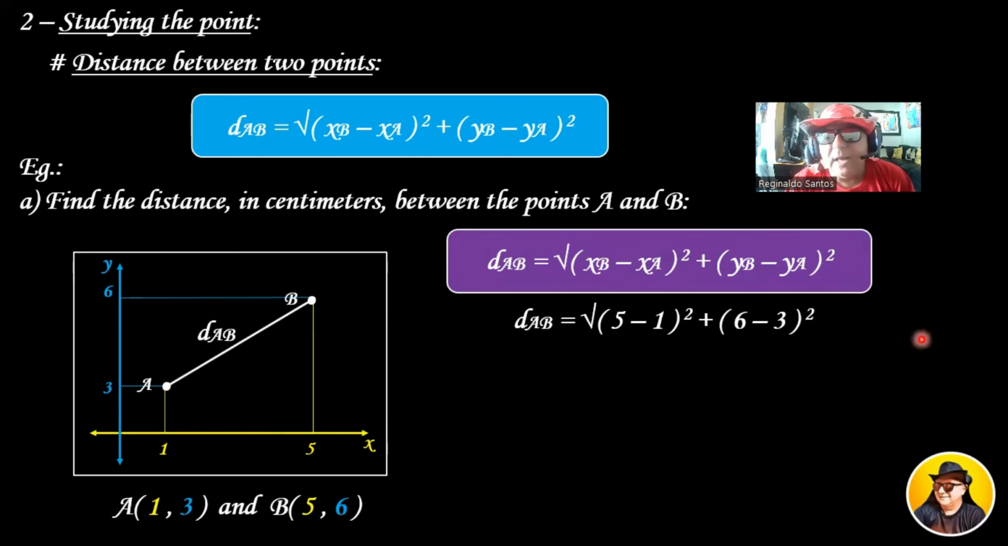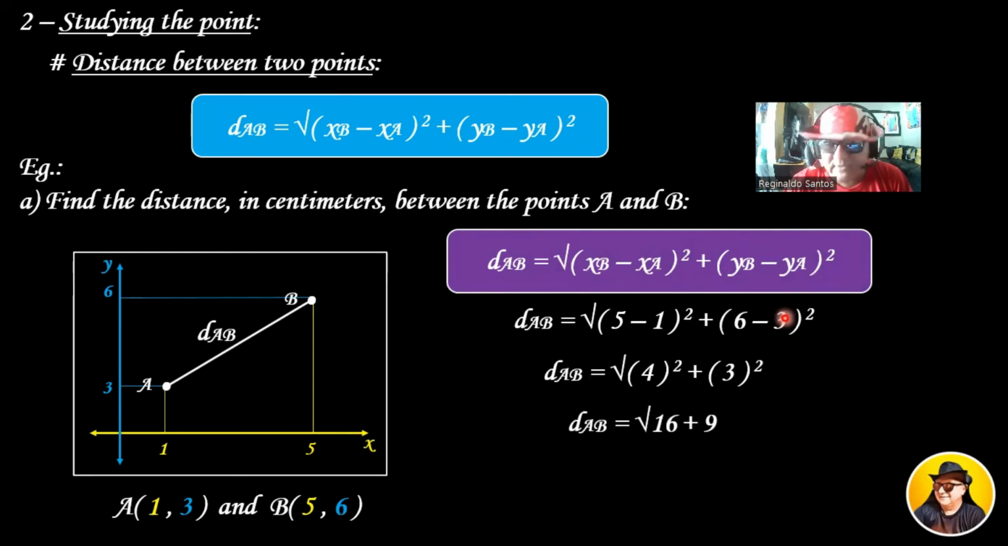Okay, well, let's operate. 5 minus 1 is 4 and 6 minus 3 is 3. So now we have that the distance between A and B is the square root of 4 squared plus 3 squared. Well, 4 squared is 4 times 4 and 3 squared is 3 times 3. So the distance is the square root of 16 plus 9. That is 25. So now let's get the square root of 25. That is 5. So the distance between points A and B is 5 centimeters.